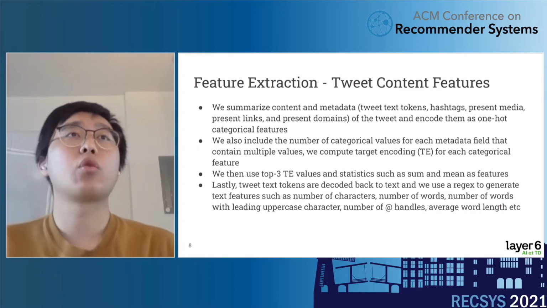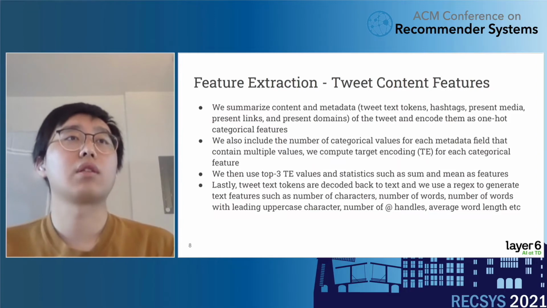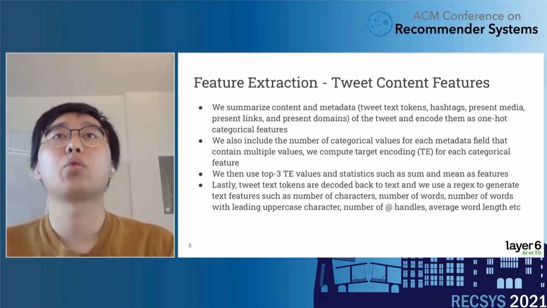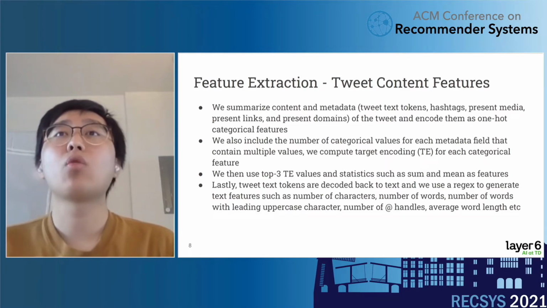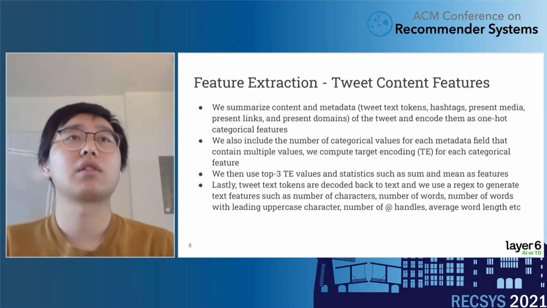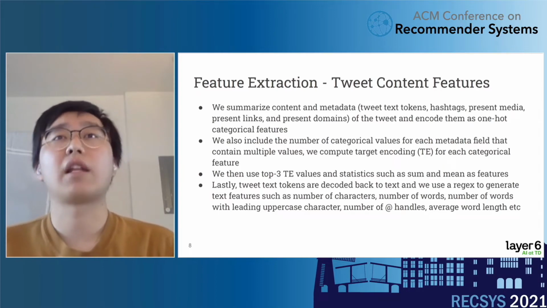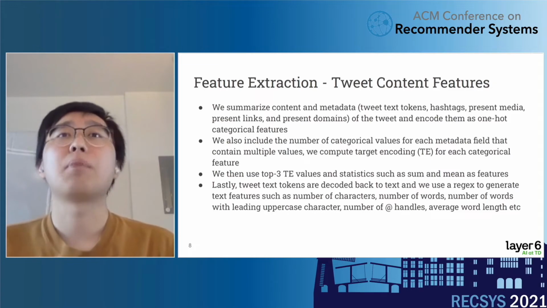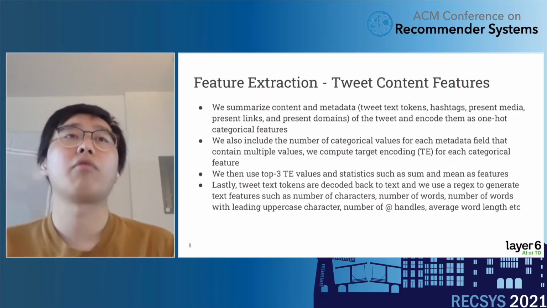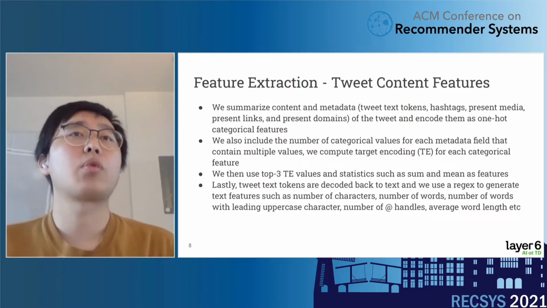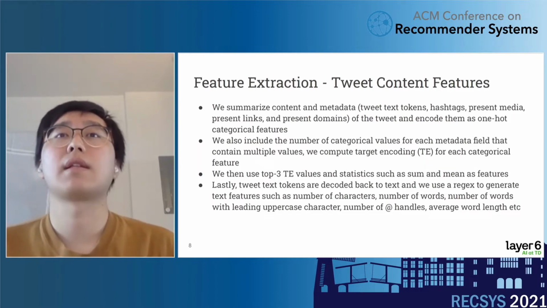The first feature group we have is the tweet content features. What we do is we summarize content and metadata. For example, tweet text tokens, hashtags, present media, present links, and present domains of the tweet, and encode them as one-hot categorical features. We also include the number of categorical values for each metadata field that contains multiple values. We compute target encoding for each categorical feature. Then we use the top 3 target encoding values and the statistics such as sum and mean as the features.